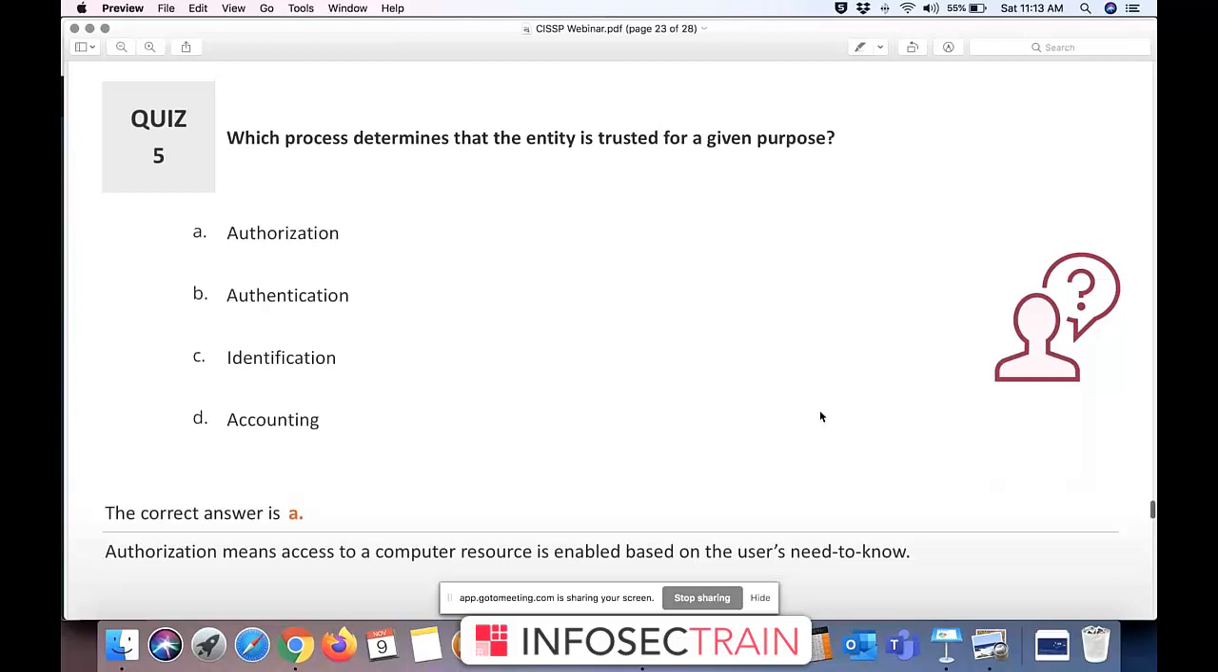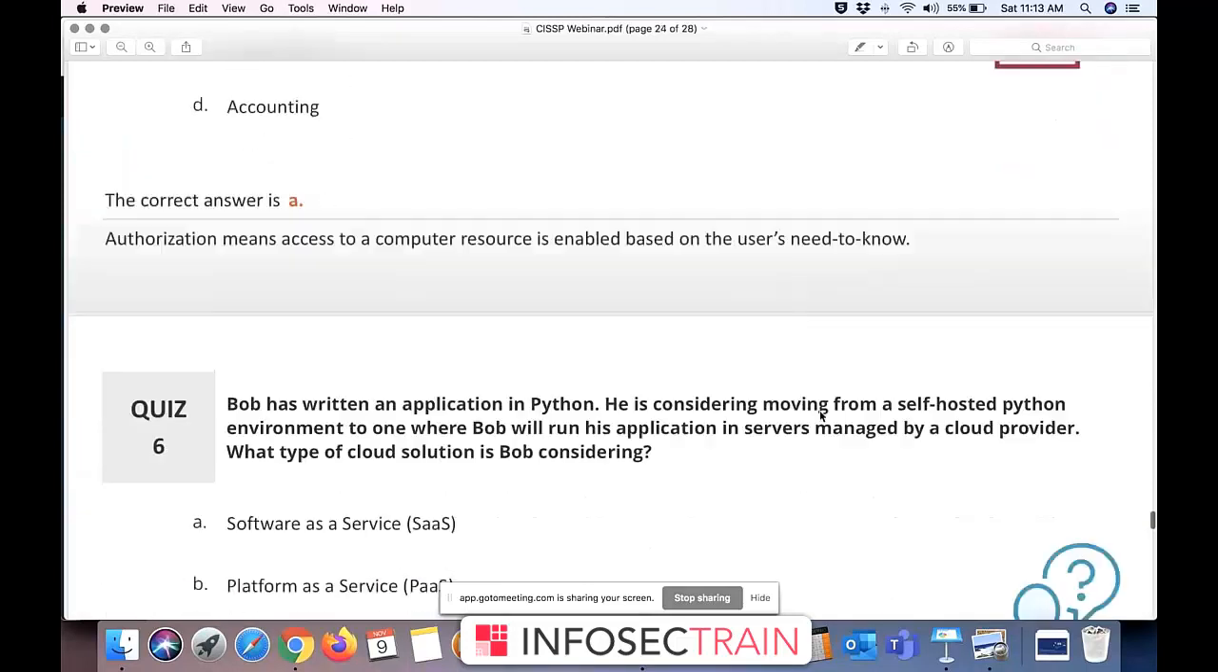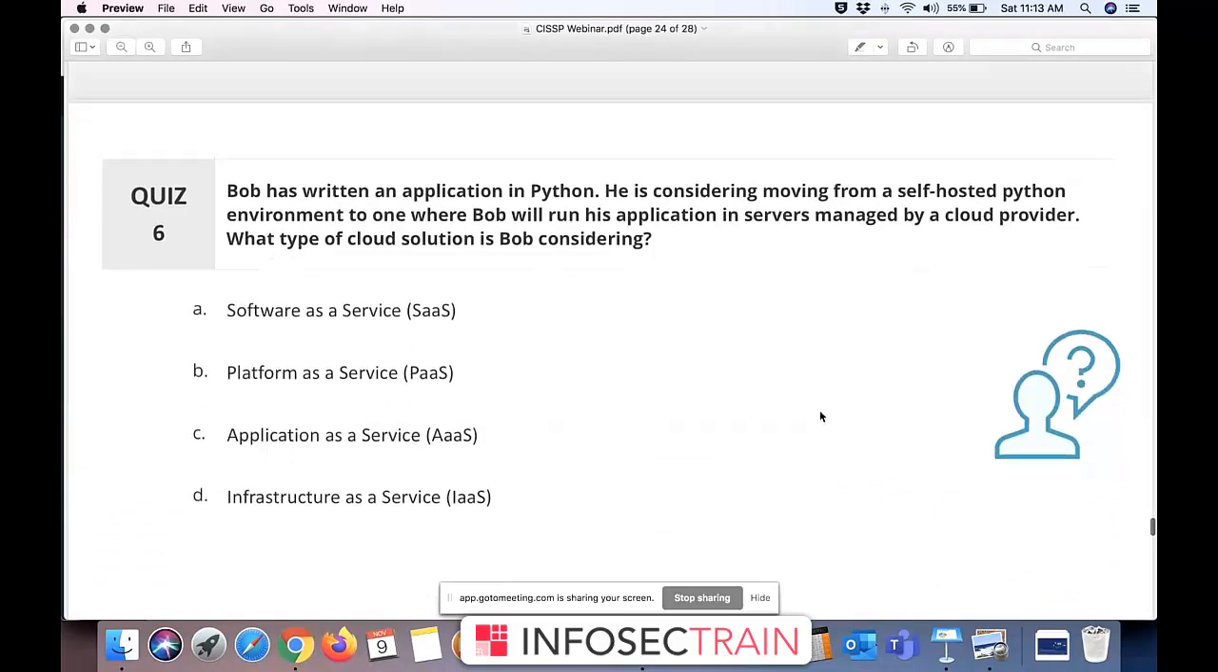Okay, so that's question number 5. As I mentioned, a little tricky one. I think most of you answered it incorrectly. This is purely a matter of knowing the answer.